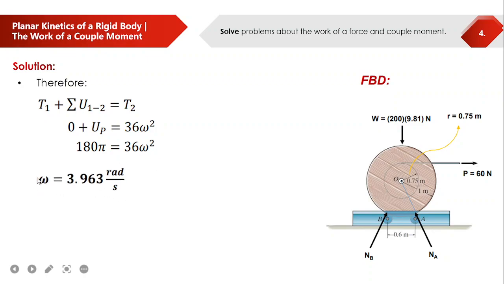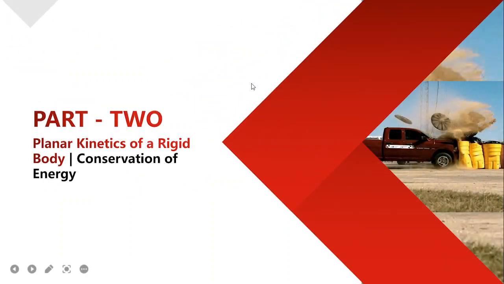So that will be your angular velocity after it rotates 2 revolutions. Your final angular velocity at point O is 3.963 rad per second, or approximately 3.96 rad per second. So that's how you solve your problem using the principle of work and energy. Okay, I hope you get that one.